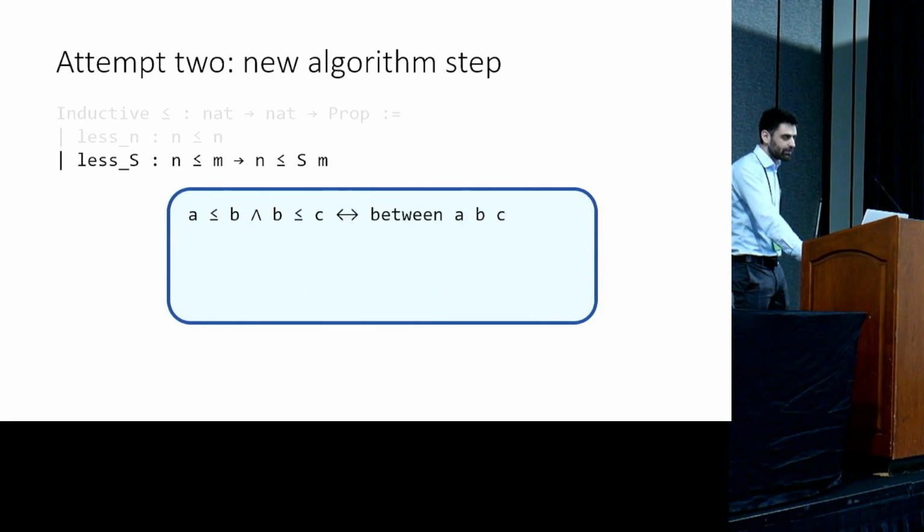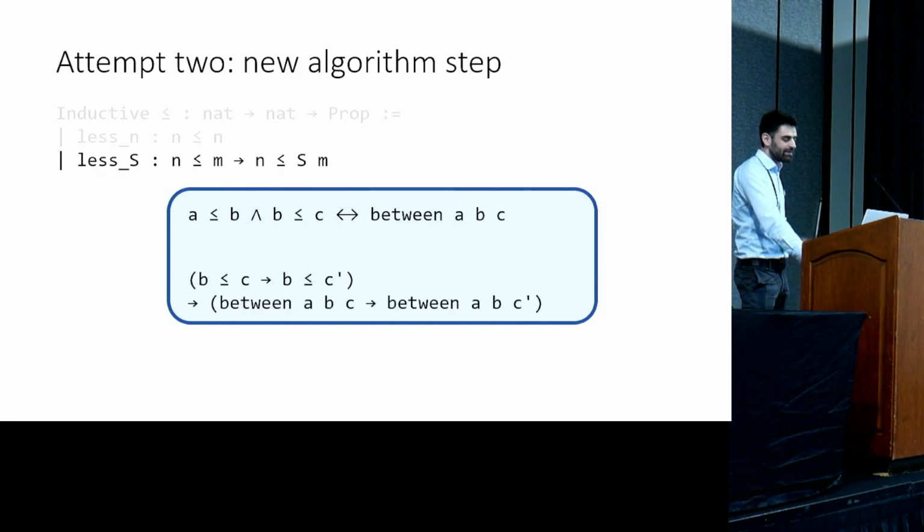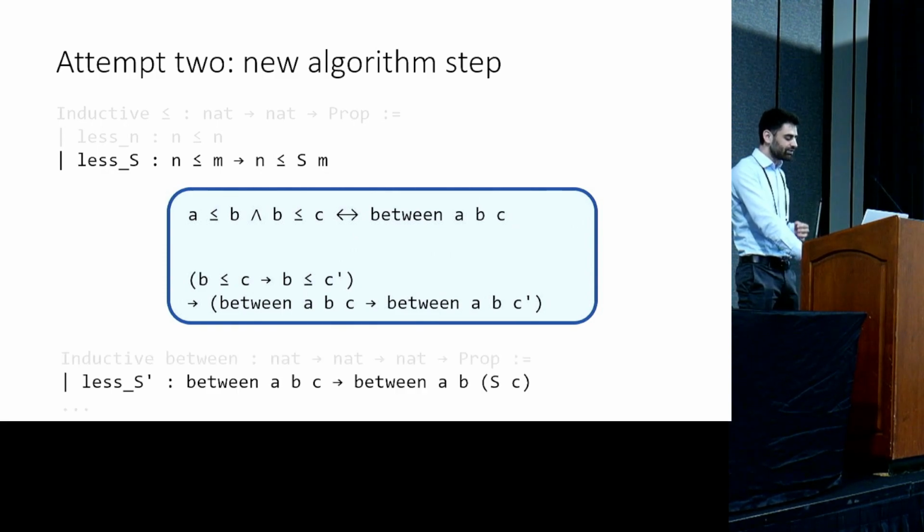Well, if we remember this property that between A, B, C means A is less than B and B is less than C, then for any numbers, if B is less than C implies B is less than C prime, then just logically rewriting with that if and only if, that means that if B is between A and C, then B is between A and C prime. So this statement is logically true, and using it, we can just directly write a new constructor that will go into our output between relation of this type.